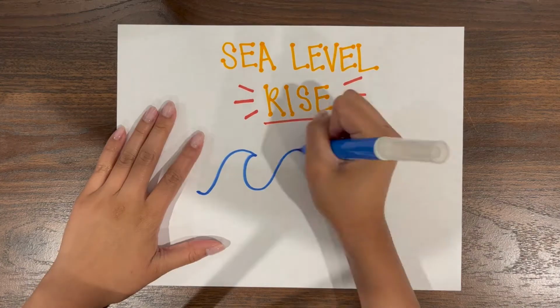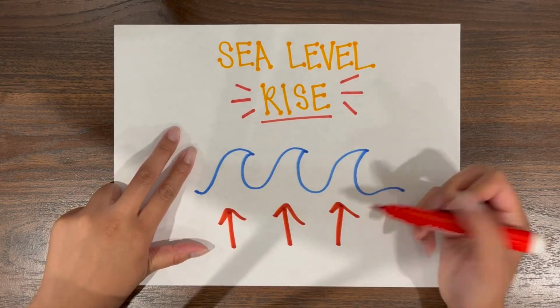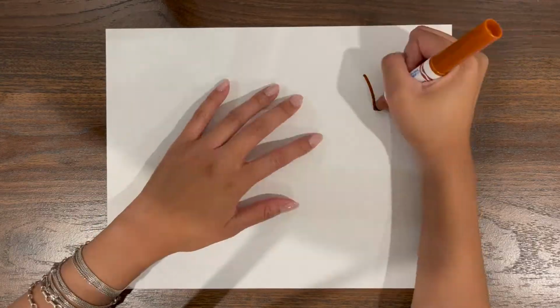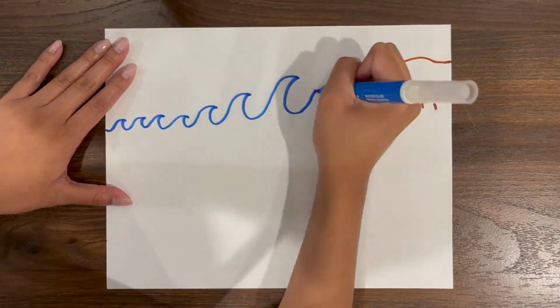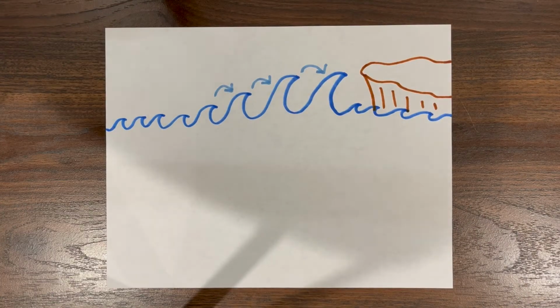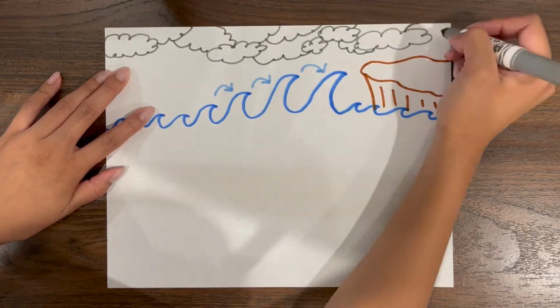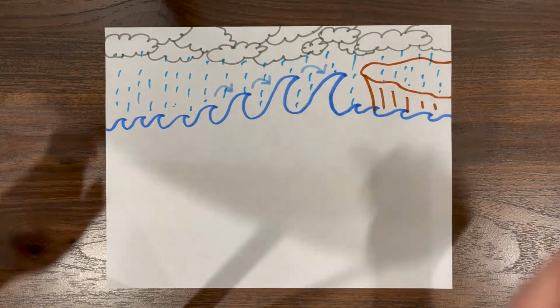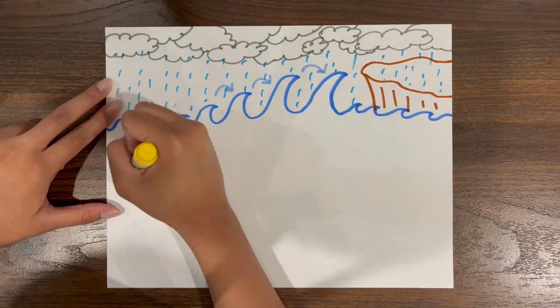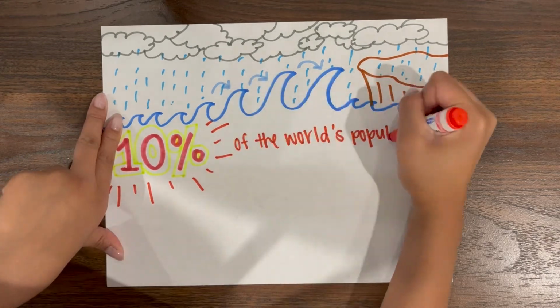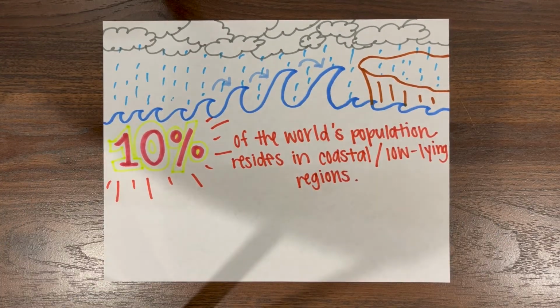First, let's talk about sea level rise. With the sea level rising, there will be an increase in tropical storms and coastal erosion as well as larger wave heights. All three of these elements will cause destruction to human developments, which is concerning because 10% of the world's population resides in coastal and low-lying areas. Specific regions at risk include Bangladesh, southern Florida, and the Netherlands.